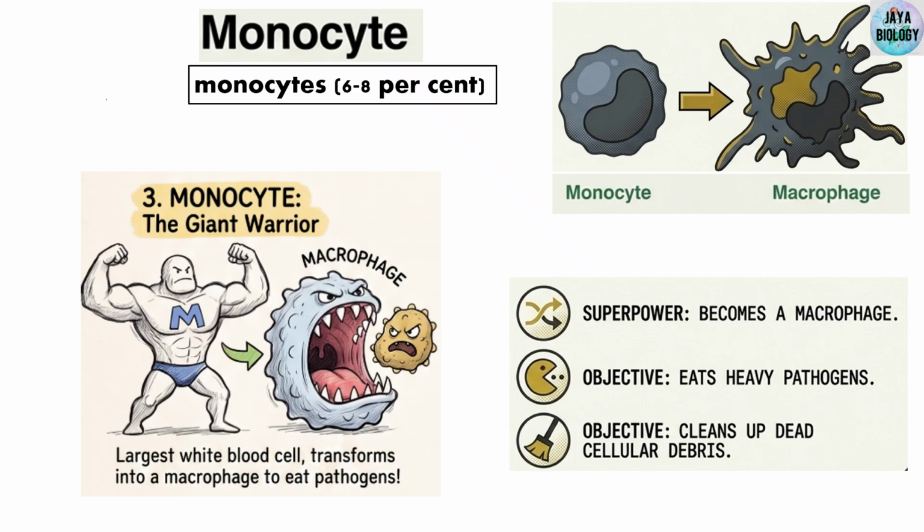Then third, monocyte. Number is less, 6 to 8 percentage, but it is very big, giant. You can see the diagrammatic representation just to make you learn. This is the giant warrior and it can change into macrophage. The monocyte can change into macrophage, and after macrophage it can eat heavy pathogen. It will clean up the dead and cellular debris also.